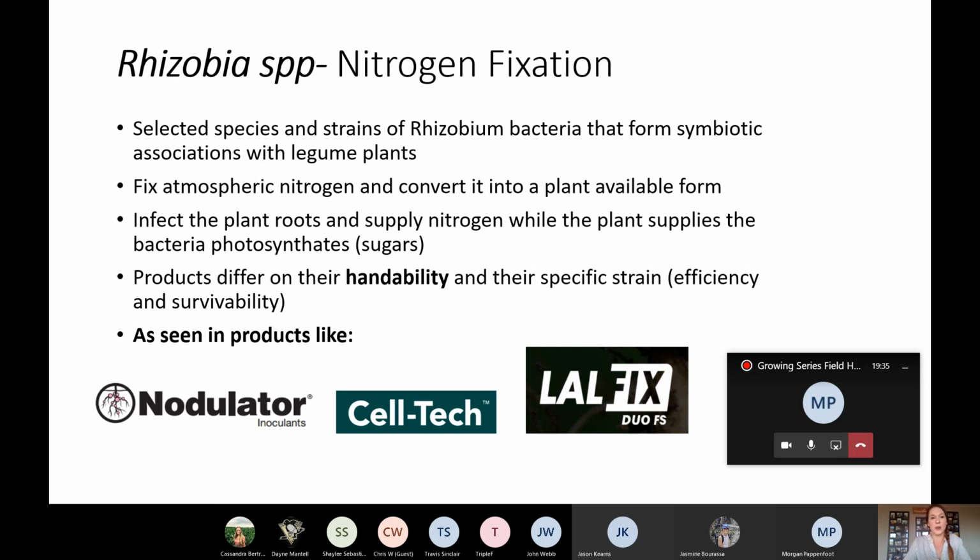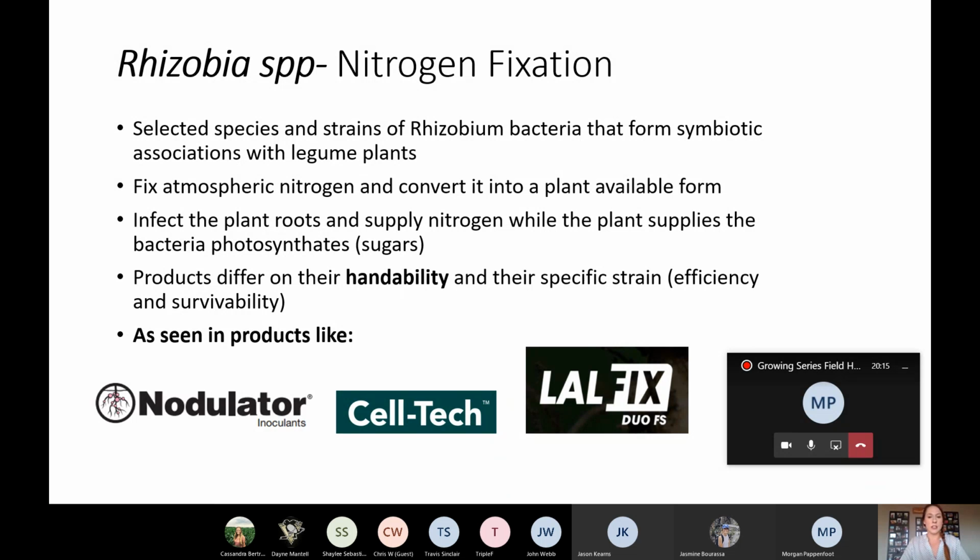So we'll start with the traditional rhizobia-based inoculants. These are the inoculants that we put on our pulses for nitrogen fixation. Pretty much what it is, it's a bacteria. It forms this symbiotic relationship with our pulse plants. What the rhizobia do is they fix nitrogen from the atmosphere and convert it into a plant available form. They infect the plant roots, they give the plant nitrogen, and in exchange the plant gives them sugar. Products will differ on how they handle, but there are also different strains out there.